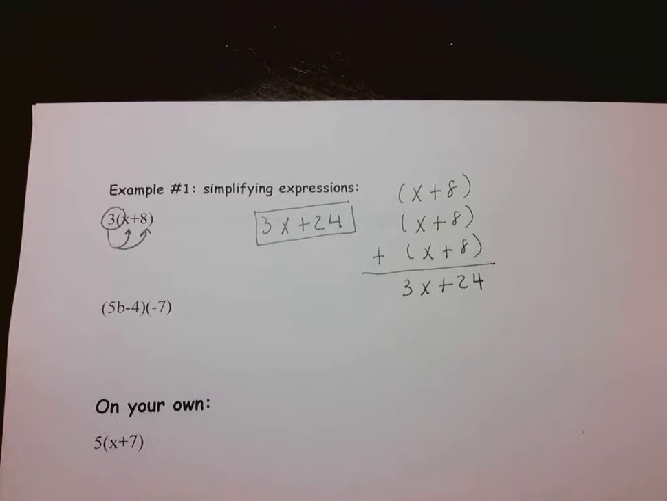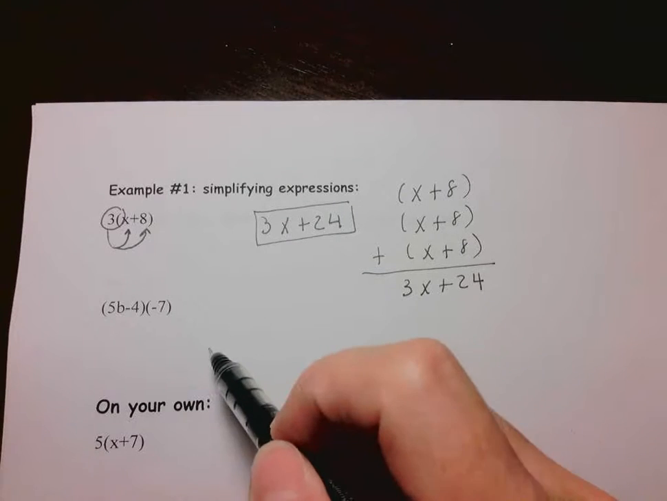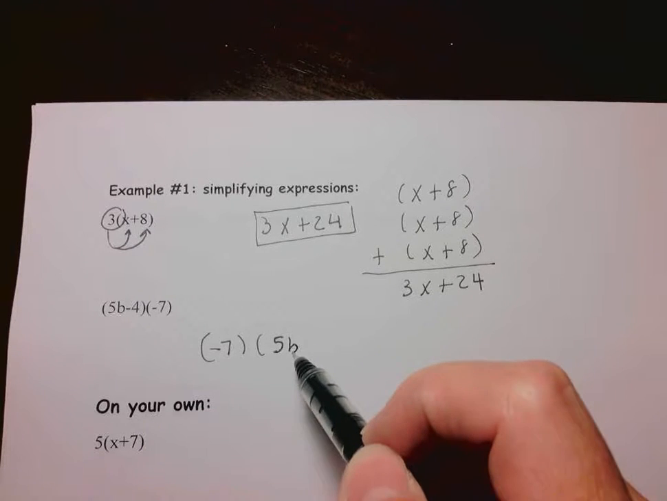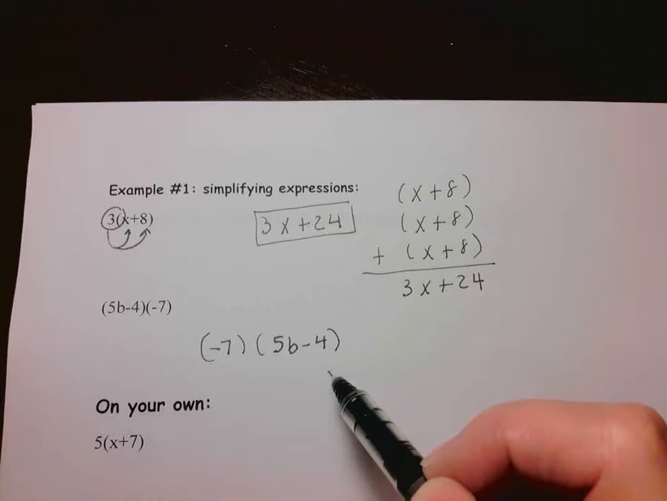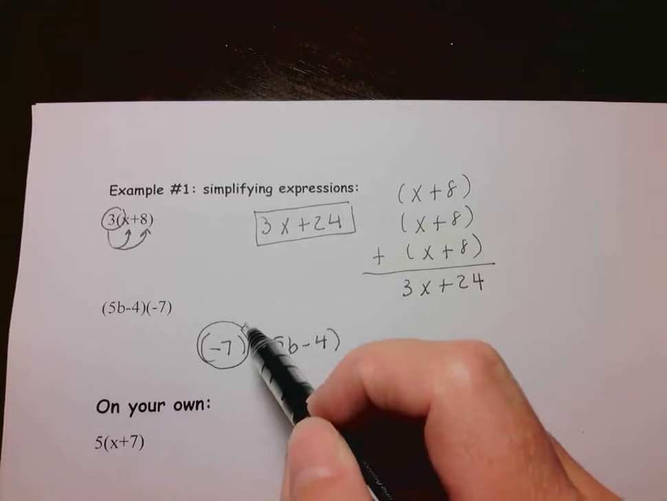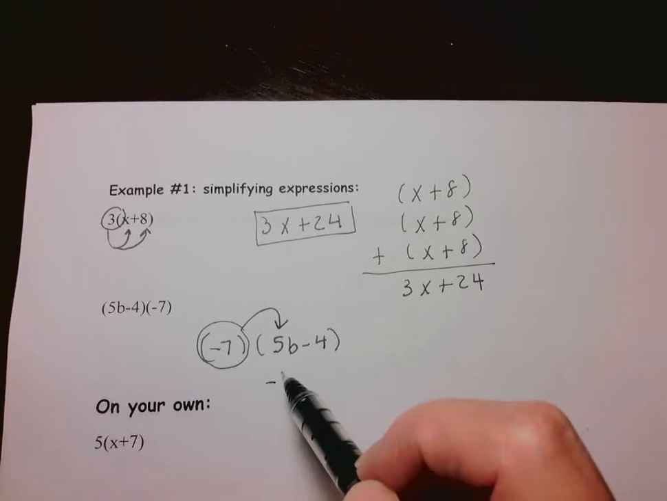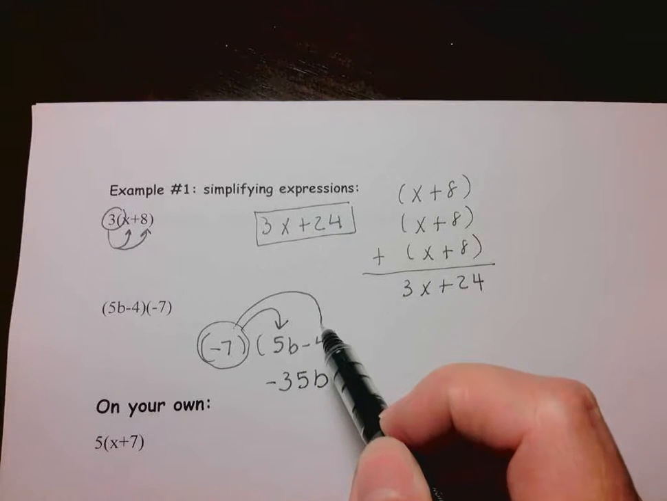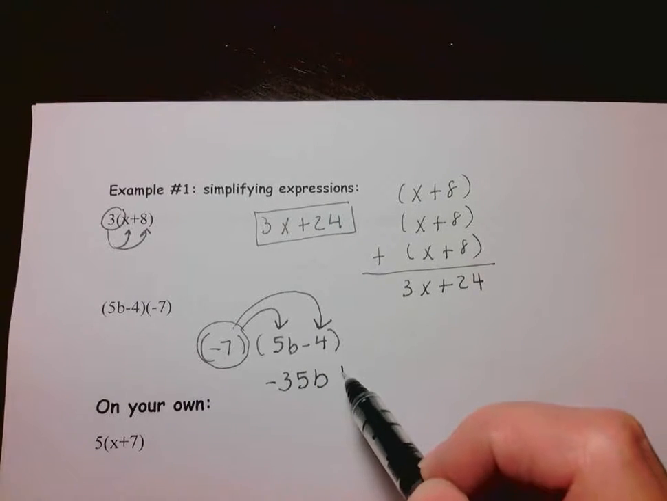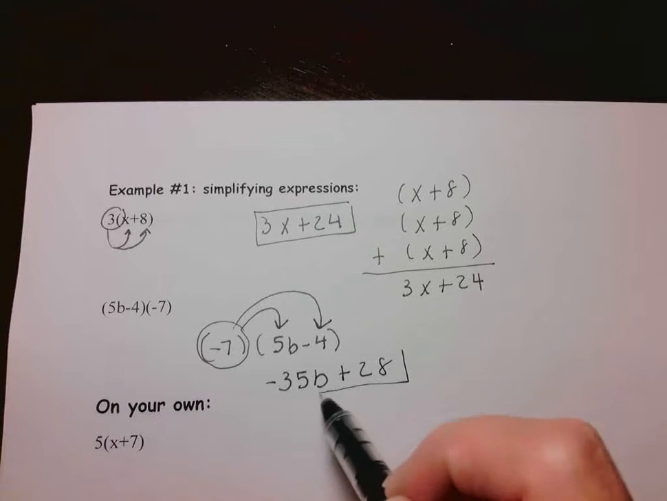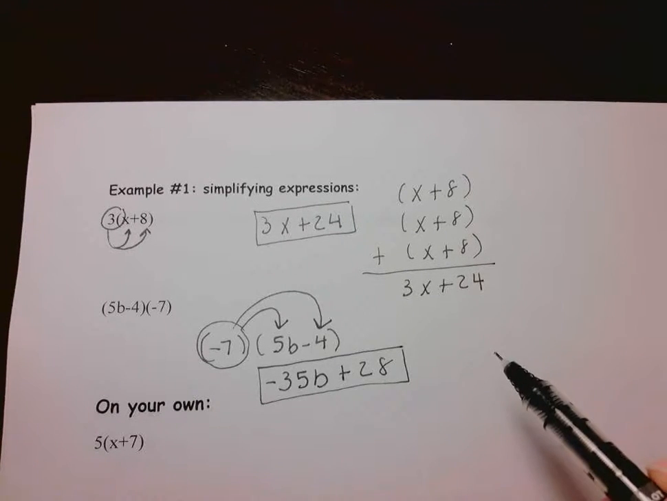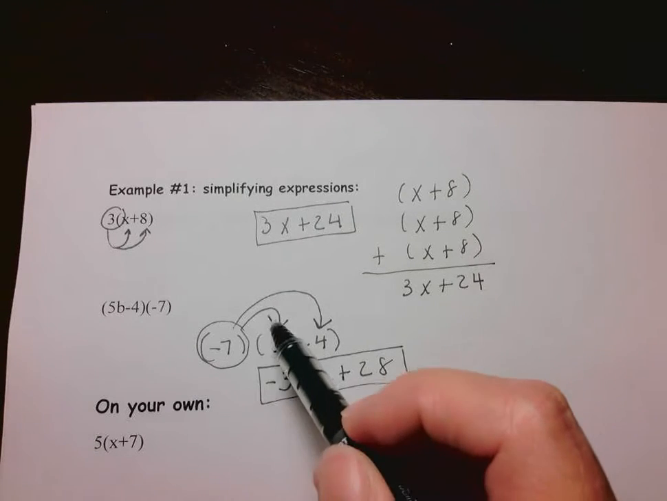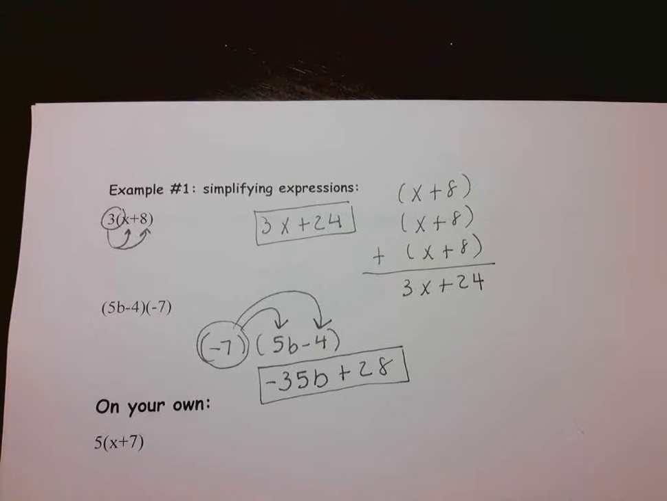Okay, here, because of the commutative property, it doesn't matter whether it's written this way or if you want, you can rewrite it and put it like this. It doesn't matter. But what we're doing is we're taking the negative 4 times a positive 5b, which is negative 20b, and then we're taking a negative 7 times a negative 4, which is a positive 28. And I encourage you, at least for now, to go ahead and draw your circle and draw your lines as you distribute so you don't lose track of what you're doing.